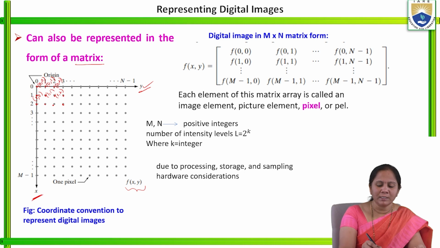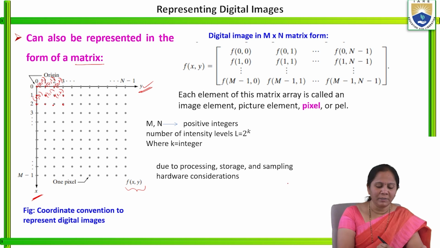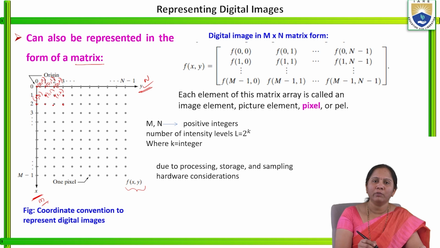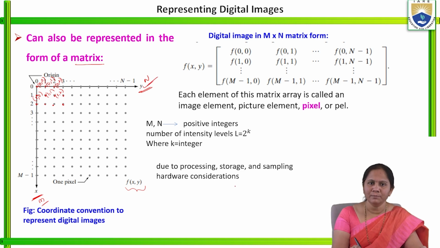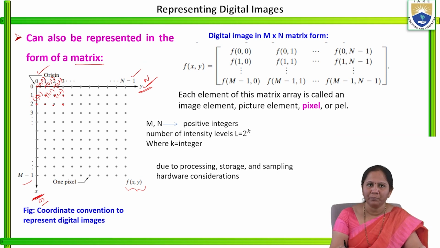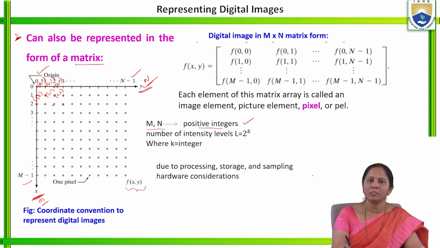Here x and y are the spatial coordinates, and they should be finite. That means x may go up to m and y up to n, where m represents the number of rows and n represents the number of columns. So the value of x ranges from 0 to m minus 1, and the value of y ranges from 0 to n minus 1. Here m and n should be positive integers. Whatever we select for the number of rows and columns, they should be positive integers.